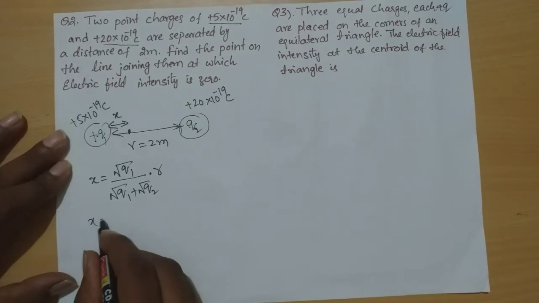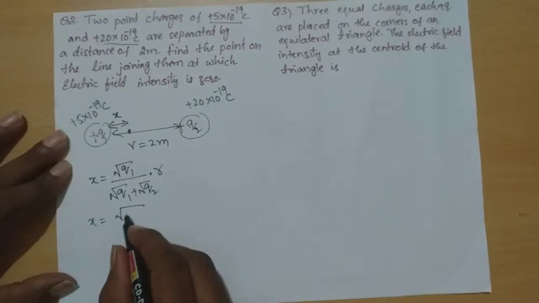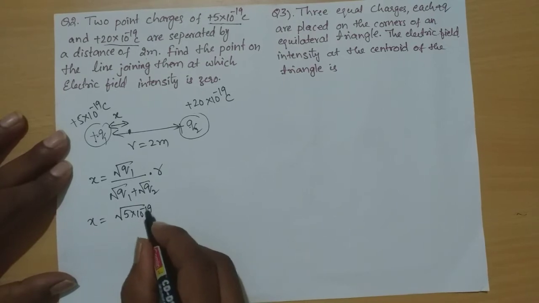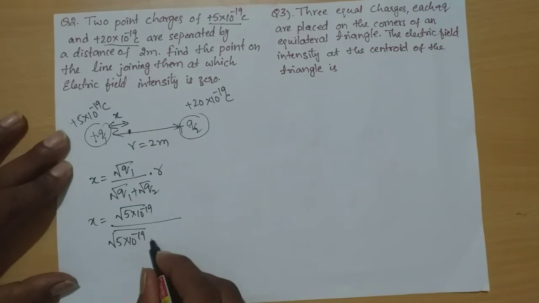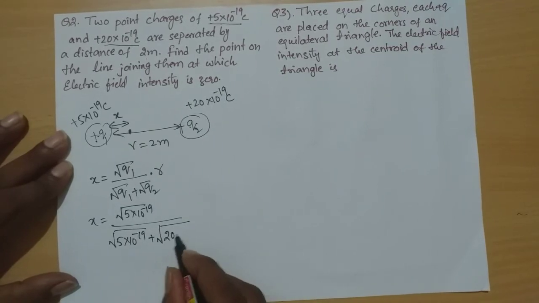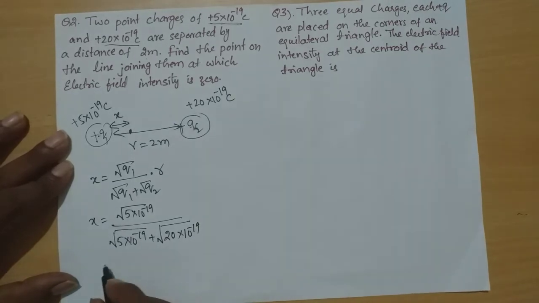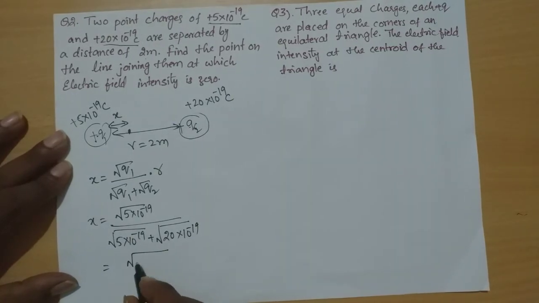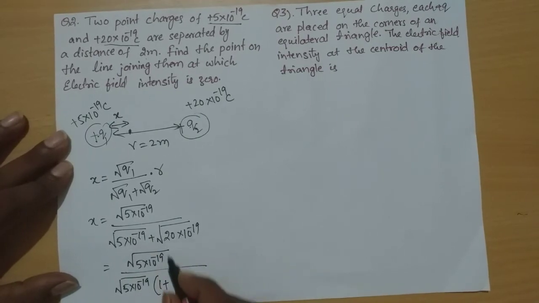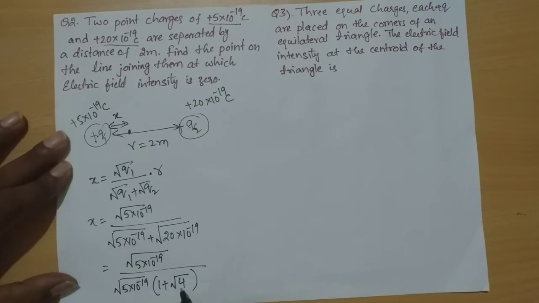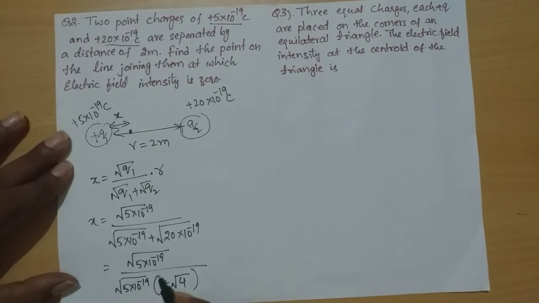So now x equal to the root of q1 value is 5 into 10 power of minus 19 coulombs by square root of 5 into 10 power minus 19 plus square root of 20 into 10 power minus 19. In the numerator, the same value 5 into 10 power minus 19 only. In the denominator, take the 5 into 10 power minus 19 as a common. Then here we will get 1 plus the square root of 4, square root of 4 into 5, 20 into 10 power minus 19. This one will be cancelled out.